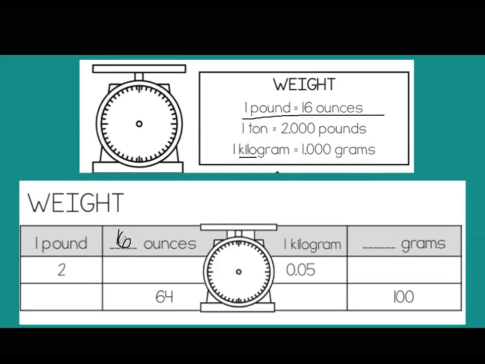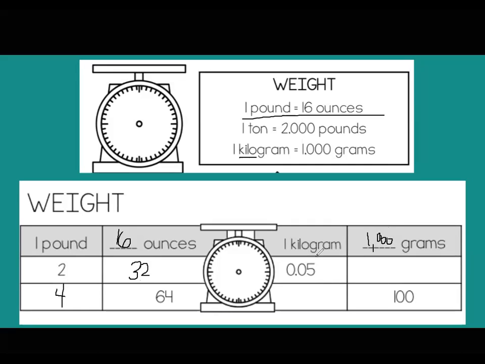So if 1 pound is 16 ounces, we can multiply that by 2 to figure out that 2 pounds is equal to 32 ounces. And what times 16 is 64? And that would be 4. 1 kilogram is equal to 1,000 grams.